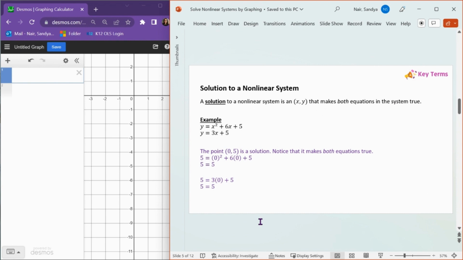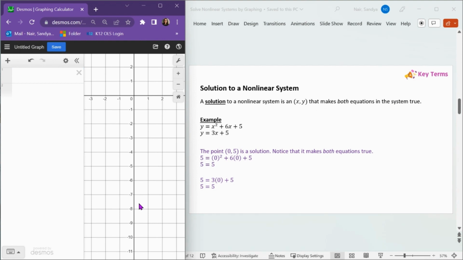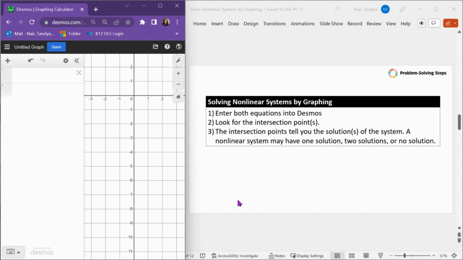The solution to a nonlinear system will be an ordered pair (x, y) that makes both of the equations in the system true. For example, if we have y = x² + 6x + 5 and y = 3x - 5, (0, 5) is a solution because if we plug it into both equations, it makes both equations true. So to solve a nonlinear system by graphing, we'll enter both equations into Desmos and look for the intersection points. The intersection points will tell us the solutions to the system, and remember that a nonlinear system can have one solution, two solutions, or no solution.